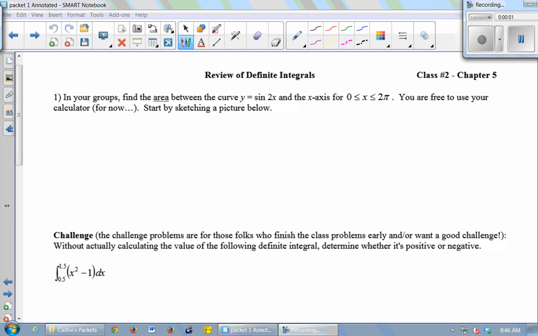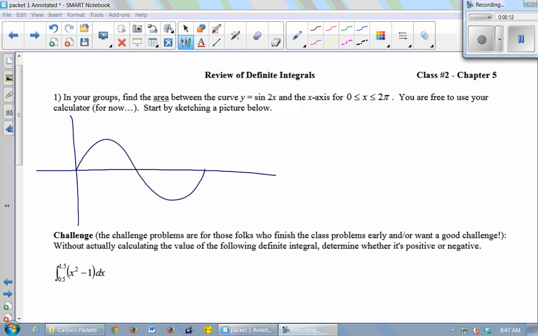The area between the x-axis and the curve y equals sine 2x. So the graph of the sine function looks like this. Right, that's one period of the sine function. But the graph of sine 2x, what is its period?